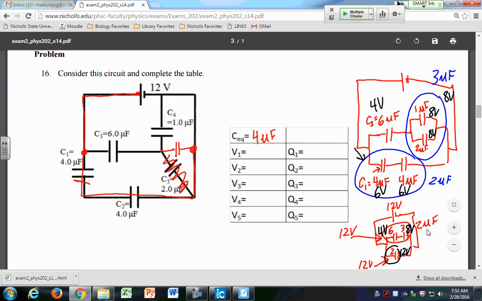And then we just need to transfer those to the table. So let's see, C1 is the 4 microfarad, that was 6 volts. C2 is that other 4 microfarad, that's 6 volts. C3 is the 6 microfarad, that was 4 volts. And C4 is the 1, that's 8 volts. And C5 is the 2, that's also 8 volts. And then we can find the charges on each of those.